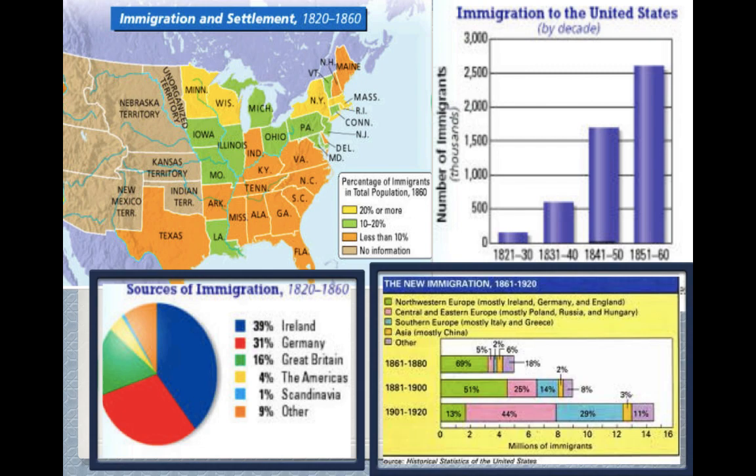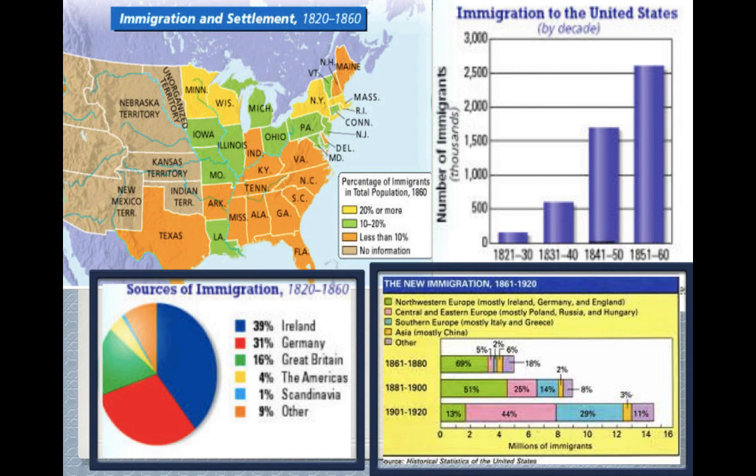So this is the percentage of population of immigrants in the total population as of 1860. Okay, the yellow means in that state 20% or more were immigrants. Green 10 to 20, orange less than 10, and then of course no information on the territories. We are going to see that number grow.